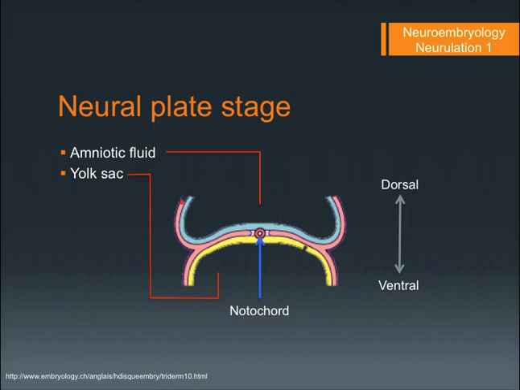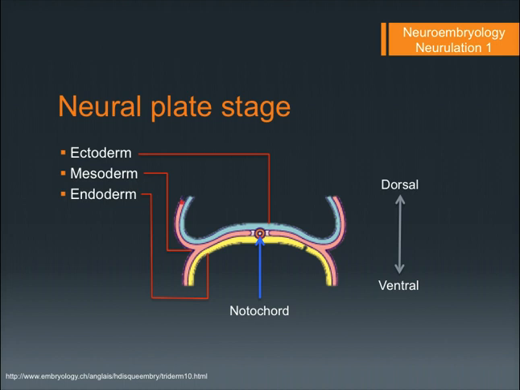Dorsal at the top of the screen, ventral at the bottom of the screen. We've got the amniotic fluid filling the amniotic cavity at the top and the yolk sac at the bottom. The notochord is labelled in there, and those germ layers are now labelled. We've got the ectoderm in blue, which is the dorsal part. We've got the mesoderm in the middle there, being split into the left and right halves by the notochord in this plane, and the endoderm lining the yolk sac at the bottom there.